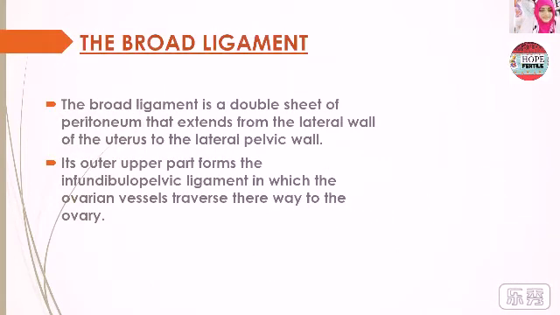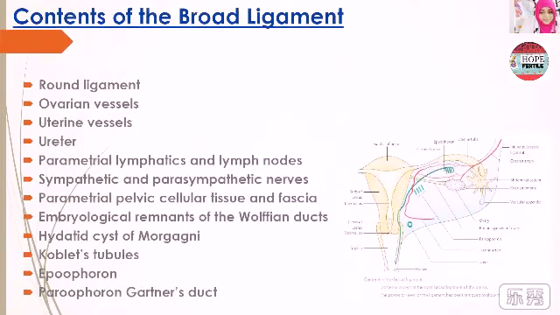Broad ligament, it is a double sheet of peritoneum that extends from the lateral wall of the uterus to the lateral pelvic wall. Its outer upper part forms the infundibulopelvic ligament in which the ovarian vessels traverse their way to the ovary. So this is the broad ligament.